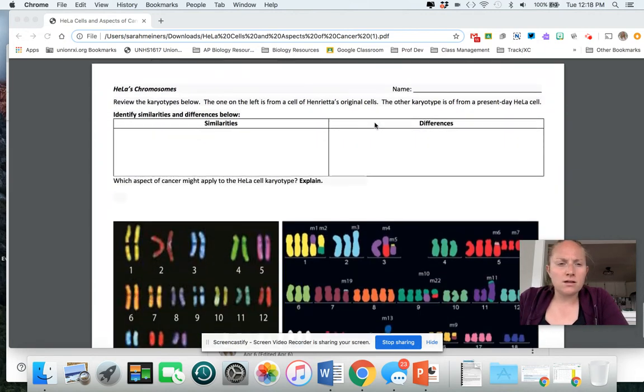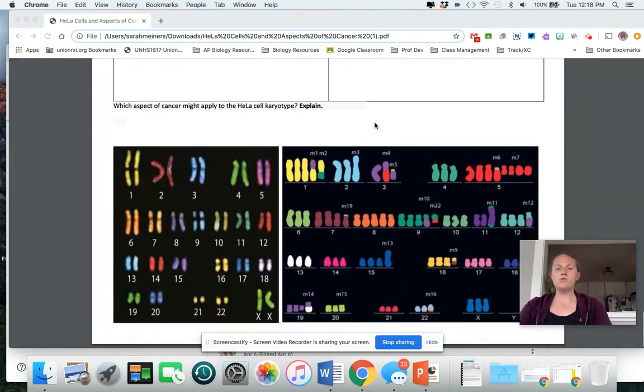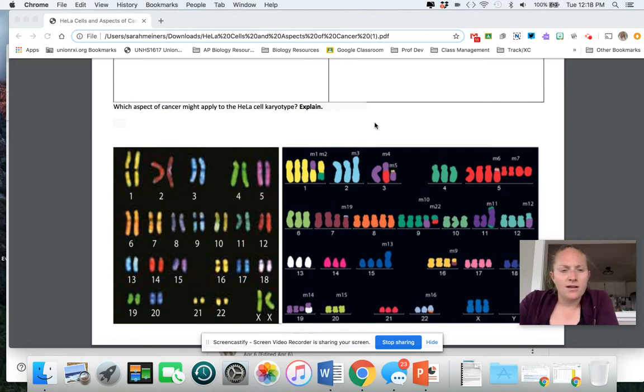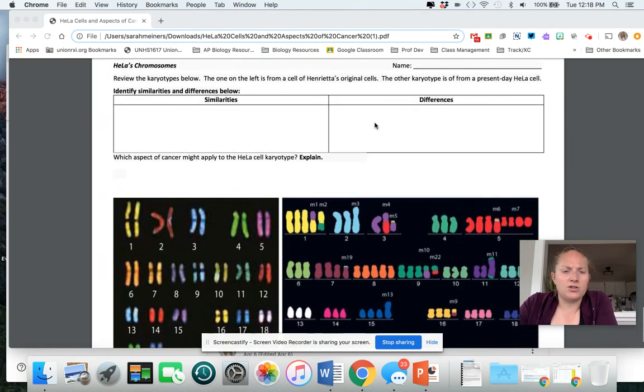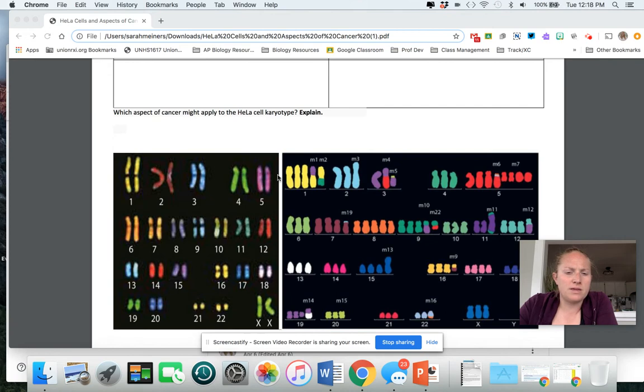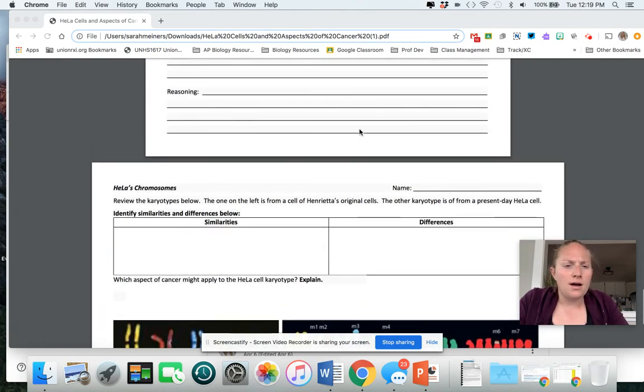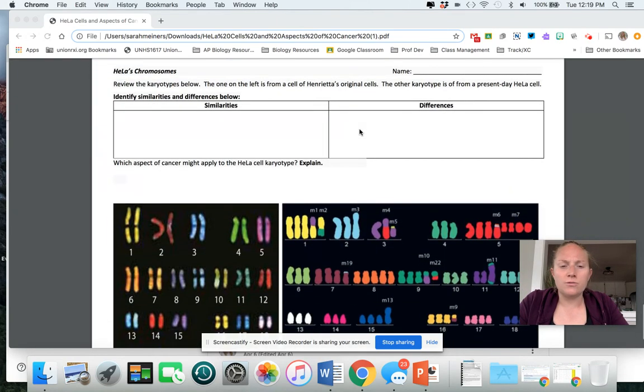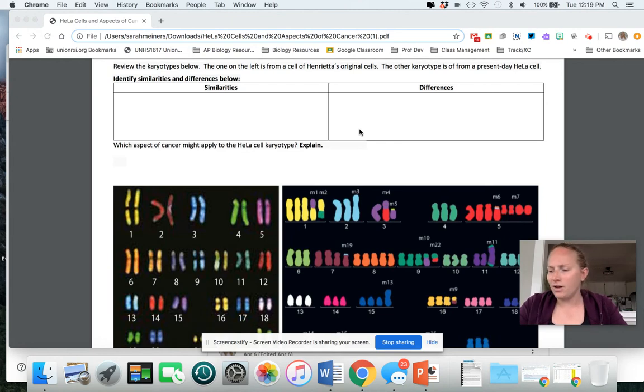Okay, last thing is HeLa's chromosomes. So you can see, ooh, pretty colors. This is just a diagram that shows a normal karyotype on this side, and then what HeLa cell karyotypes look like. So remember, a karyotype is a picture of chromosomes. So we're comparing a normal cell's chromosomes to HeLa cell chromosomes. And similarities, what you likely saw was that they have a general same shape. You know, they're generally shaped the same.